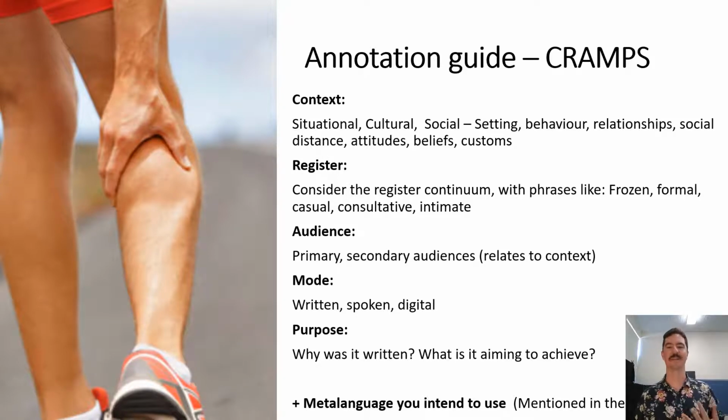Audience, primary and secondary audience, relates to context. So again, primary are the people there, secondary are the people who are watching it later or on replay, whatever it is. Mode, written, spoken, digital, signed. Signed hasn't been examinable content for a while, but it could be in theory. Purpose, why was it written? What is it aiming to achieve? So function, purpose, you might combine into one there. And then, of course, metalanguage you want to use as explained previously.